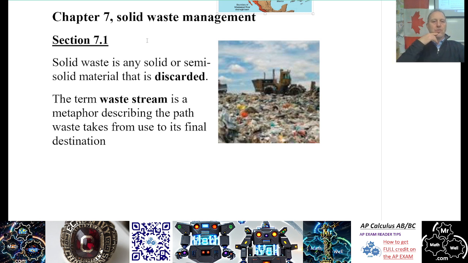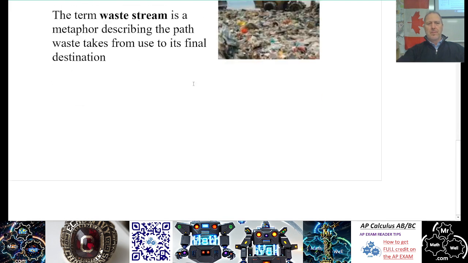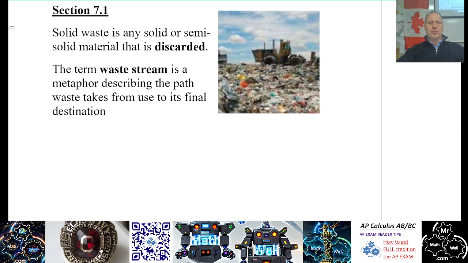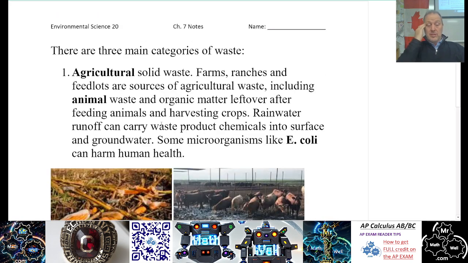The term waste stream is a metaphor, so it's not like a river or a stream that way. It's a metaphor for describing the path that waste takes from its use, whether it's in your home or wherever it is, to its final destination in a landfill or wherever it's going to end up. Different products enter the waste stream at different times. When we talk about recycling, we can get products out of that waste stream and use them again, and then they get looped outside of the waste stream before they're finally end of life and discarded. And that's, of course, the goal, right? To reduce, reuse, and recycle so that we have less waste to deal with.